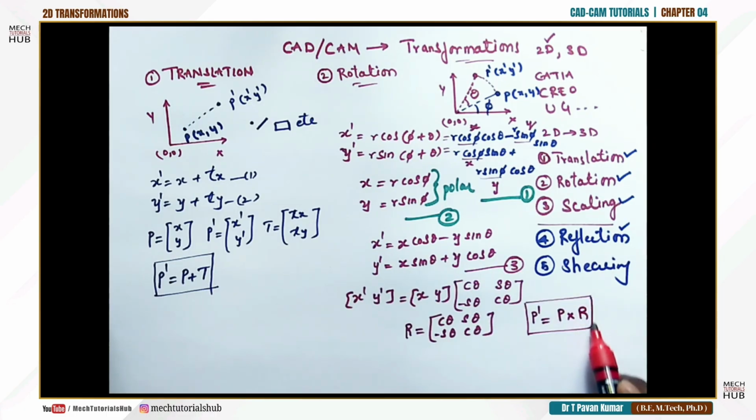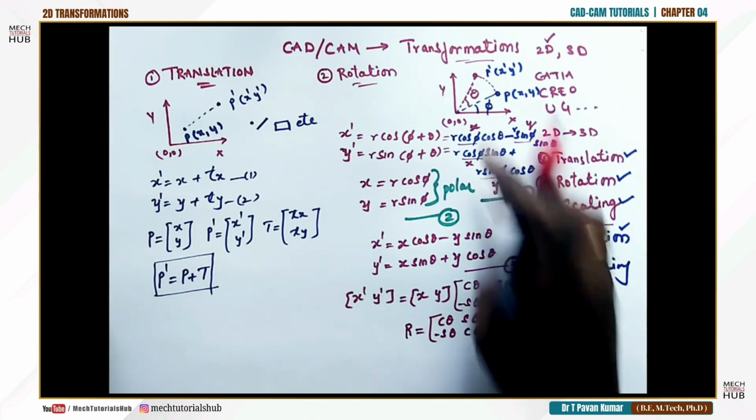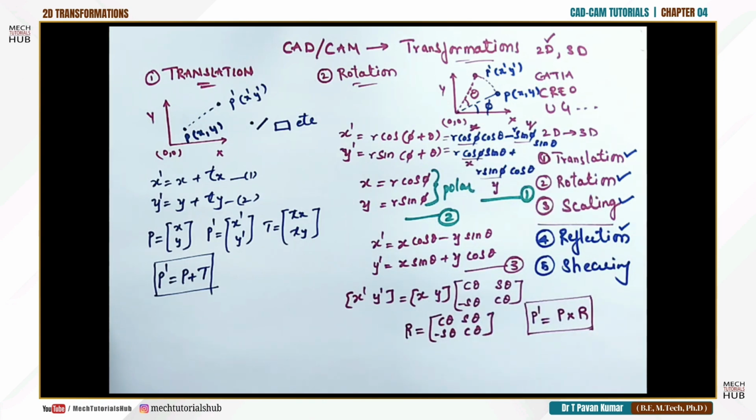This is the equation. In case of translation, we are trying to add. In case of rotation, we are trying to multiply the matrix with the given coordinates. Okay, this is how we'll do. This is the final equation actually. So nobody will ask you to derive.